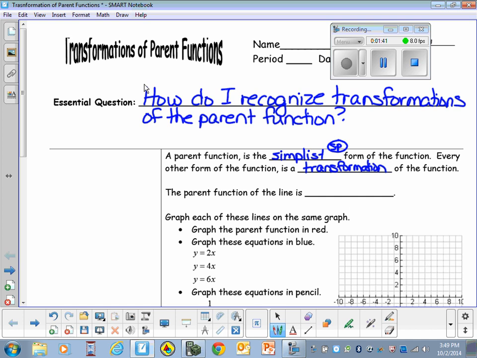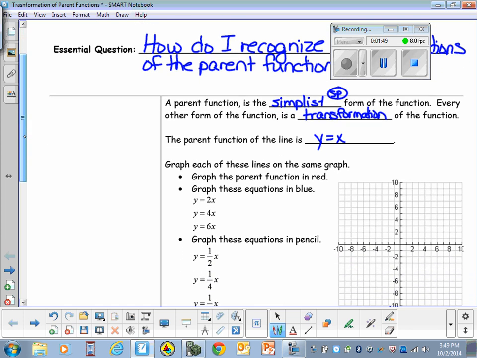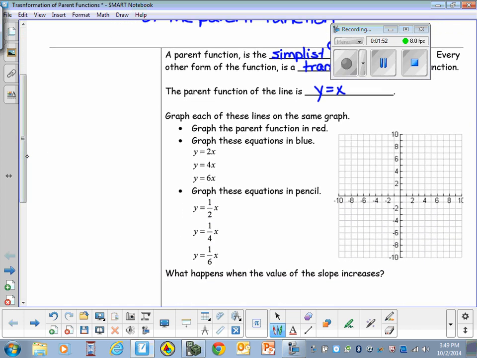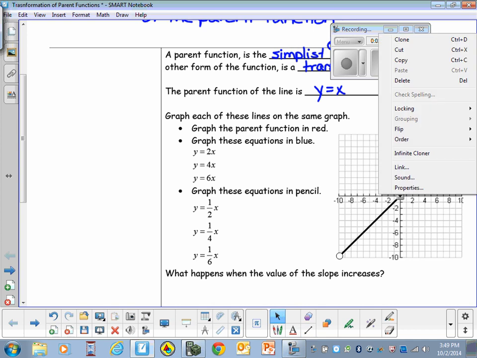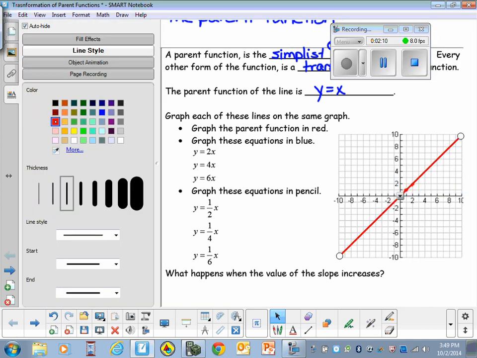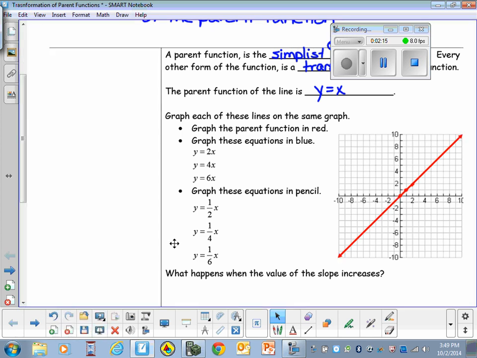The parent function of a line is y equals x. We have a slope of 1, and we have a y-intercept of 0. It doesn't get any easier than that. Okay, so we're going to graph our parent function here in red. We use our straight edge to connect our points. Now let me turn that red and put some arrowheads on it.